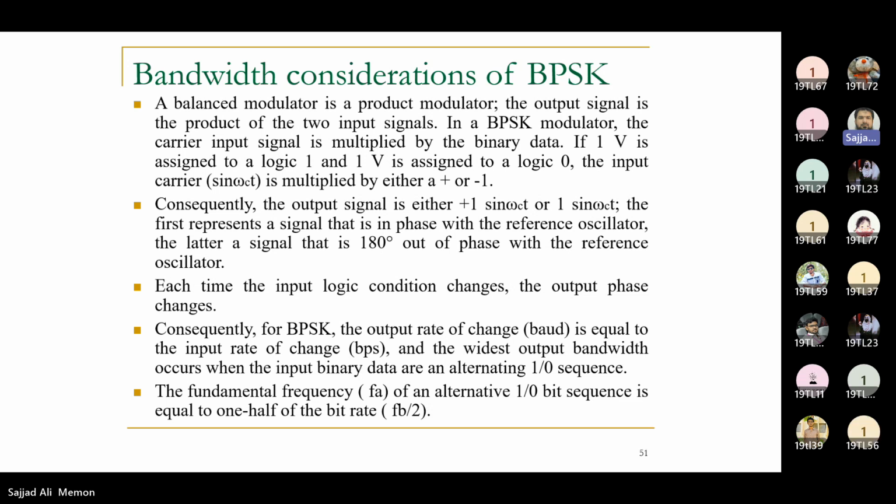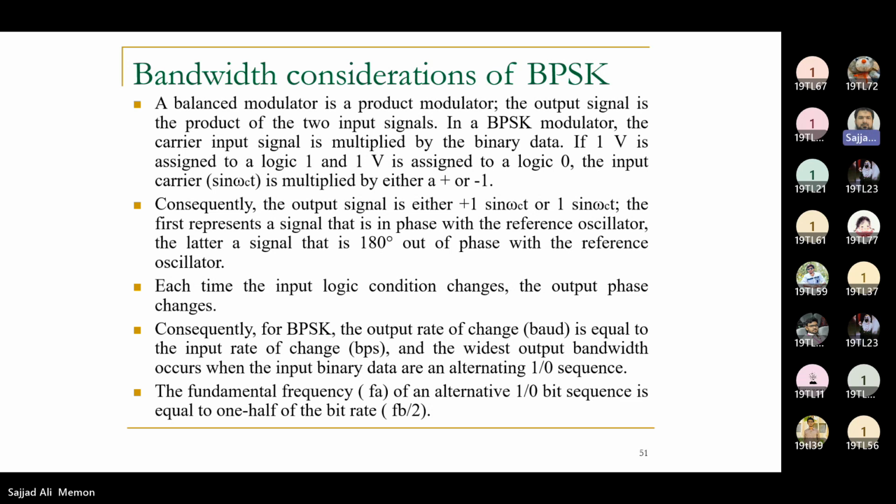The input carrier sin omega ct is multiplied by either a plus or minus 1. That is plus sin omega ct in case of logic 1 and minus sin omega ct in case of logic 0. Consequently, the output signal is either plus sin omega ct or minus sin omega ct. Again, minus is missing here. Another typo is here. The first represents a signal that is in phase with the reference oscillator, and the latter a signal that is 180 degrees out of phase with the reference oscillator.